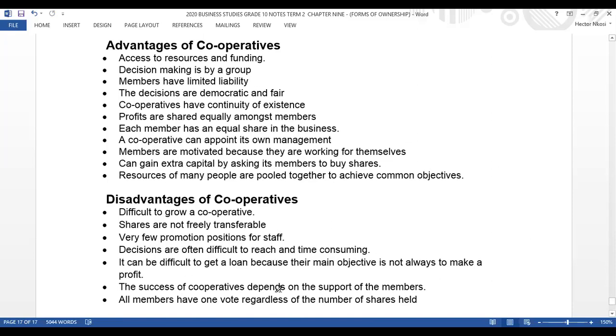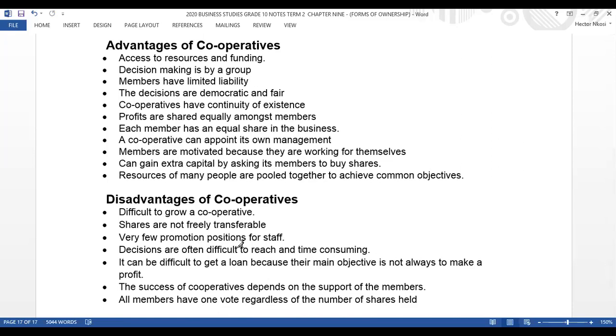The success of a cooperative depends on the support of the members. So that's another disadvantage. If the members are not putting in the money or they're not doing well, then that cooperative won't work out. Also, all members have one vote regardless of the number of shares held. So you can only vote once. It doesn't matter how many shares you have, basically, boys and girls.